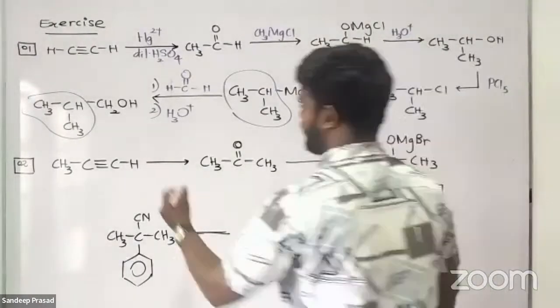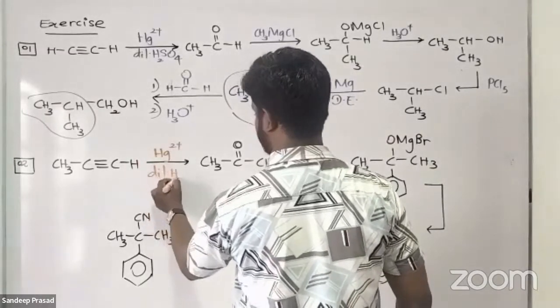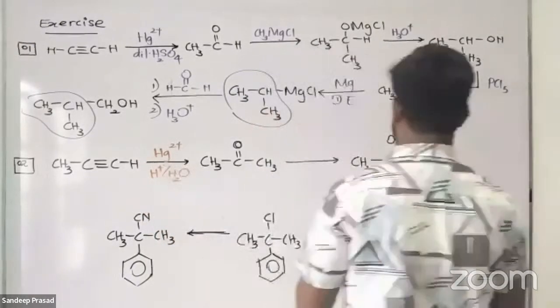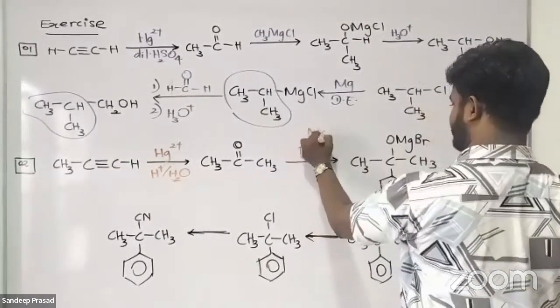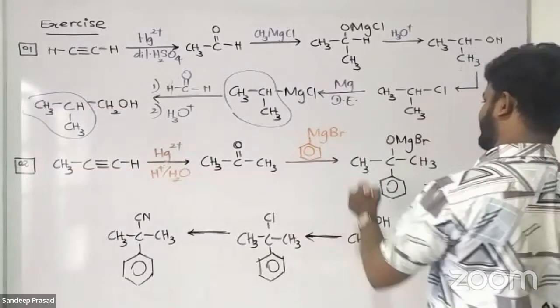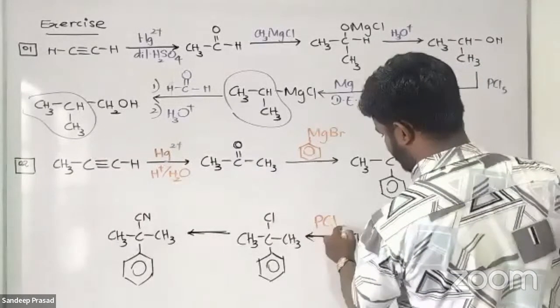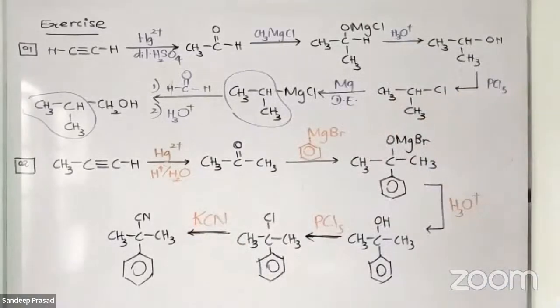Second one, mercuric, diluted sulfuric. Let me write down here H+/H2O. That is also possible. And we have magnesium, benzene magnesium bromide, the Grignard reagent, and H3O+, then PCl5, KCl, right? Quickly finish this up.